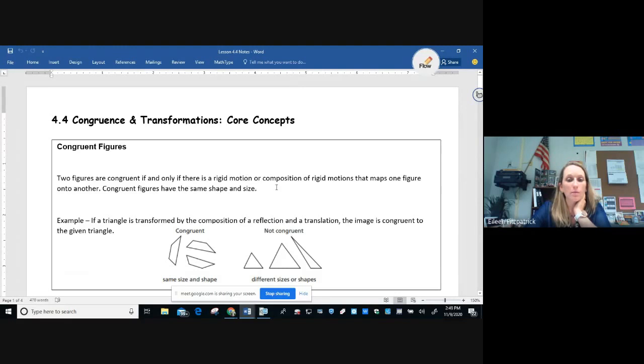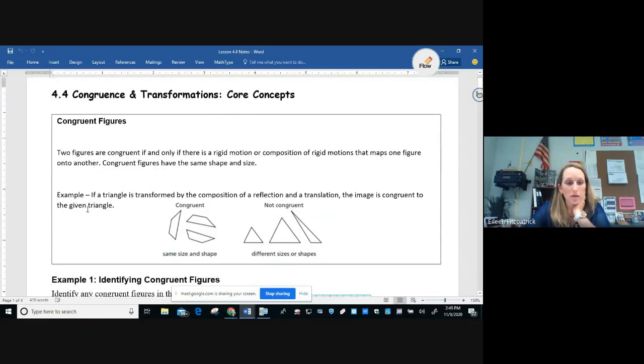And if we perform a rigid motion or a composition of rigid motions, such as a translation, a slide, and then a reflection, or a translation and then a rotation, or some combination of those three, it's always going to produce a figure that's the same shape and size as the original. So examples down here, if a triangle is transformed by a composition of a reflection and a translation, the figure is congruent to the given triangle.